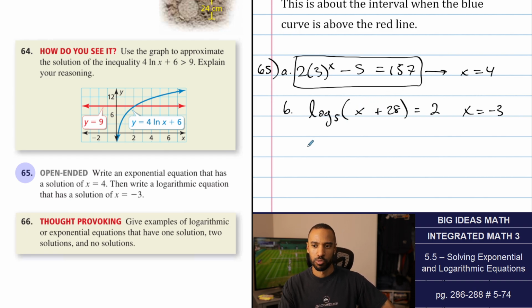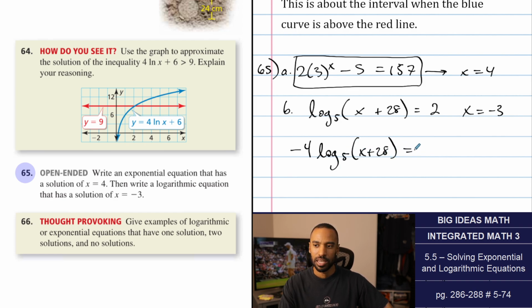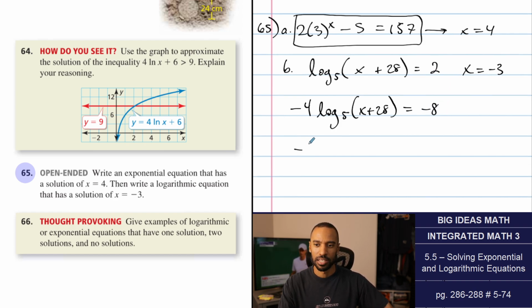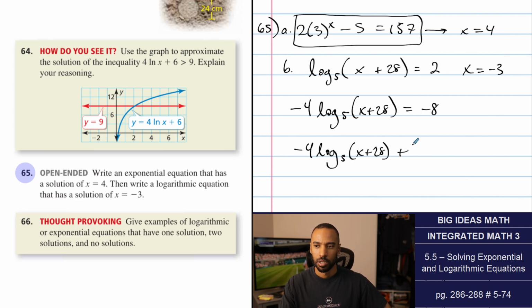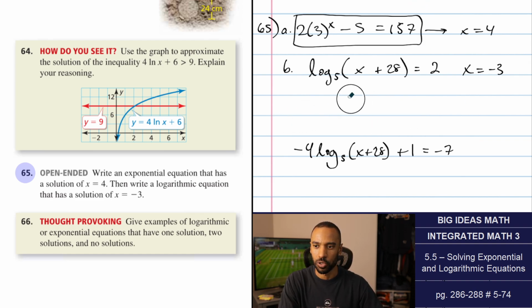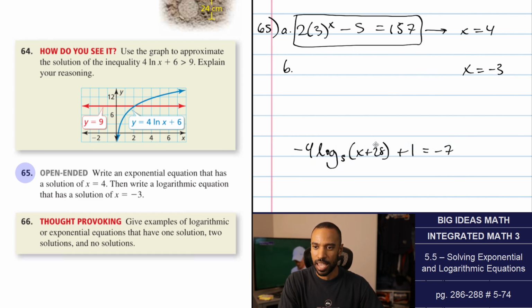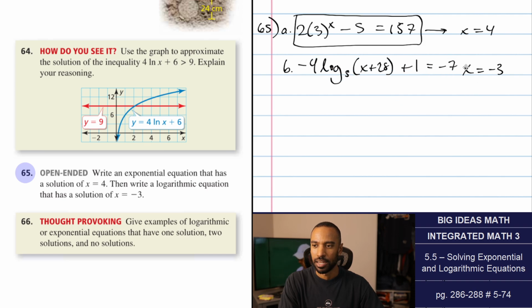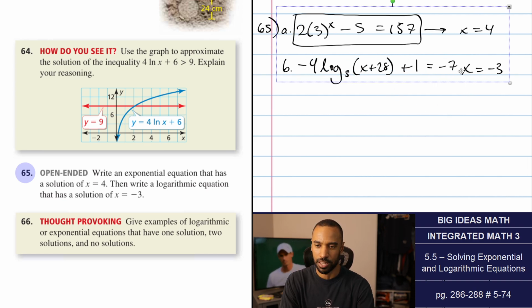What if I multiply both sides by, say, -4? And I have -4 times the log base 5 of x plus 28 equals -8. And then we'll add 1 to both sides. -4 times log of x plus 28, hold on, what did I say I'd add? Just 1. Plus 1 equals -7. So I'll make this my equation as an official set. There's a logarithmic equation. That should be x equals -3. Because I need that to be -3 plus 28 to be 25. I need that to become 2, and so on. I think that's how that's going to work out there.